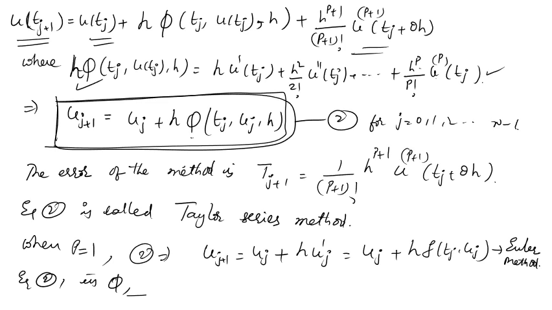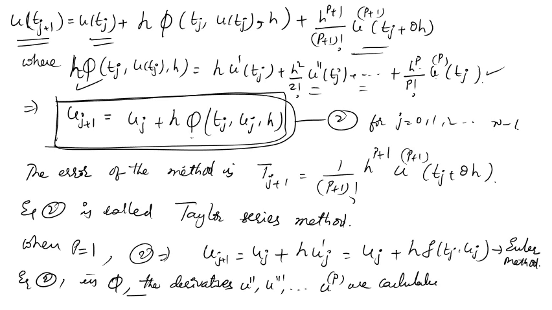In phi, how many derivatives are there? Double derivative, triple derivative, and pth derivative. What are those derivatives? u double dash, u triple dash, and so on, u pth derivative are calculated by using the differential equation u dash equal to f of t comma u. Differentiate this one. Okay, u dash, one time differentiation, u double dash, next u triple dash, and so on. So using the differential equation, we calculate all the derivatives, and those are substituted in the Taylor series formula.